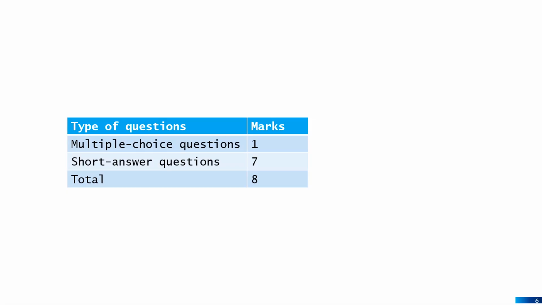There is one multiple-choice question worth 1 point, so the total mark is 1 mark. One short answer question is worth 7 marks in gravitation and planet motion. The overall score for this section is 8 points. With a total possible score of 130 points, the percentage for this section is 6.1% of the total score.